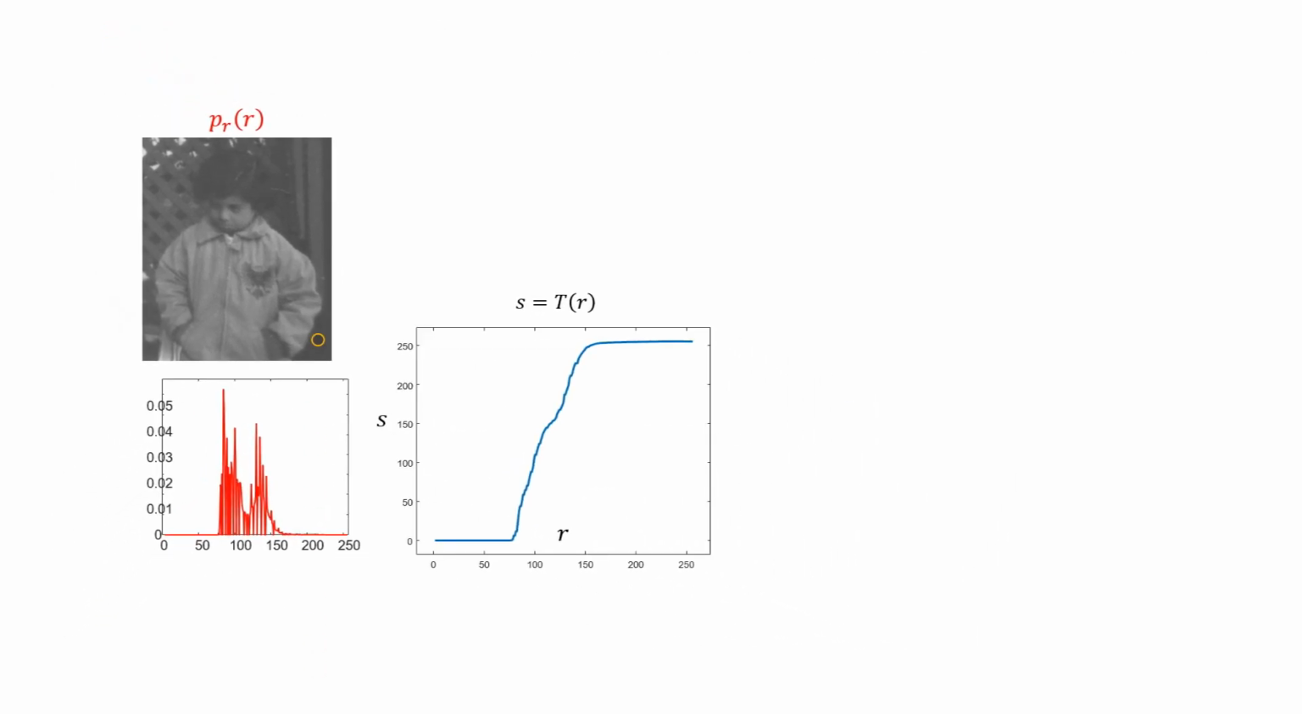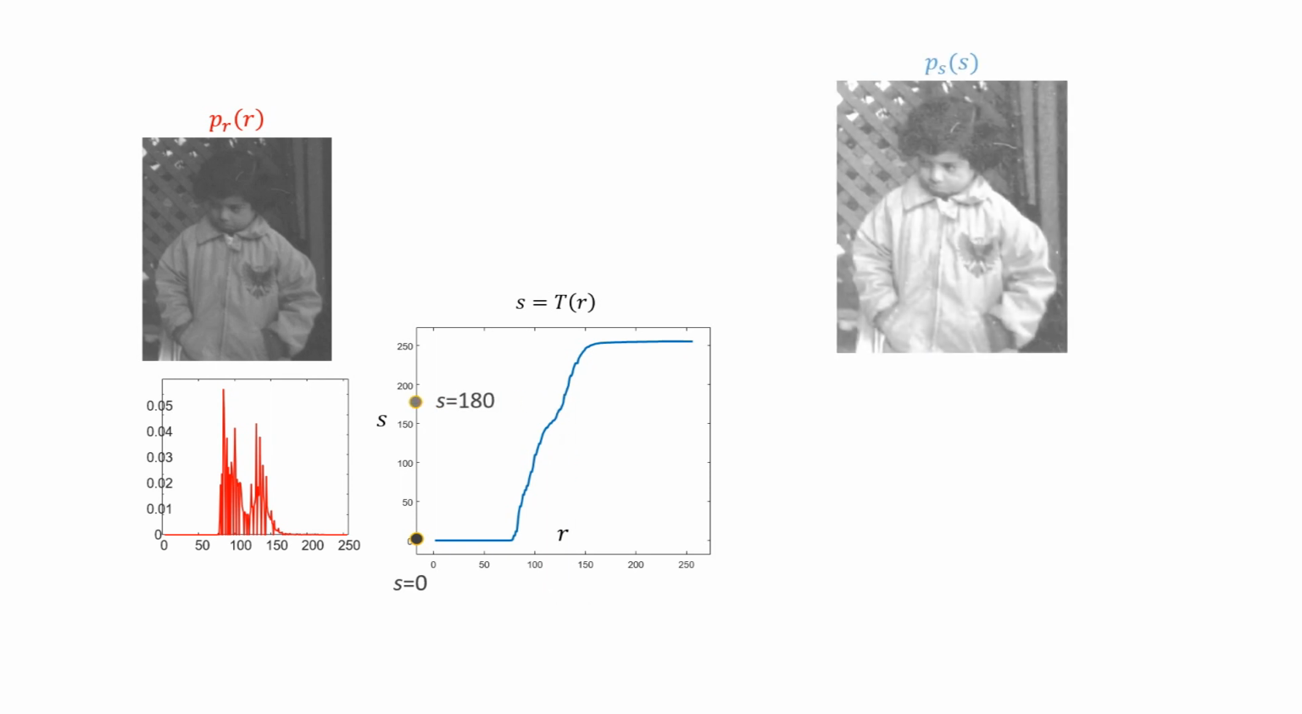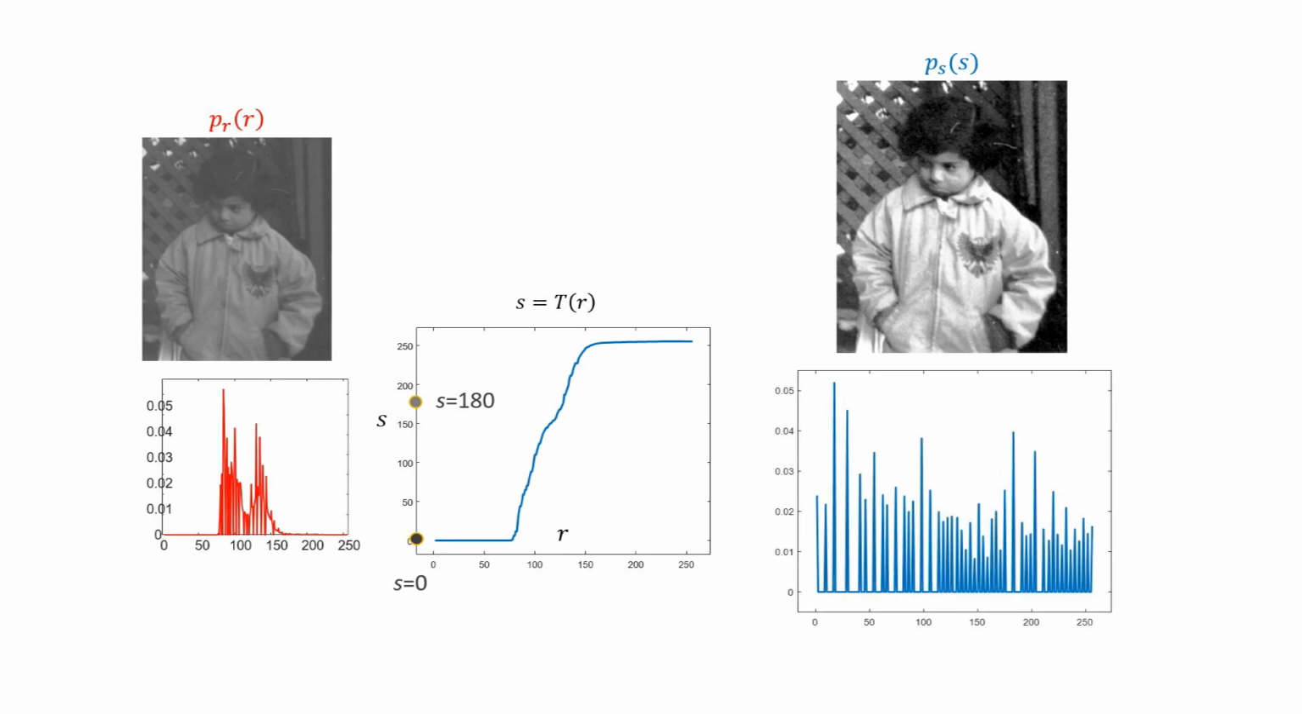For example, for a pixel of value R equals 50, in the lookup table we see that the output will correspond to S equals 0. At the same time, a pixel lighter than that, let's say value 125, will be mapped to S equals 180. Processing all the pixels like that yields the histogram we're showing here.